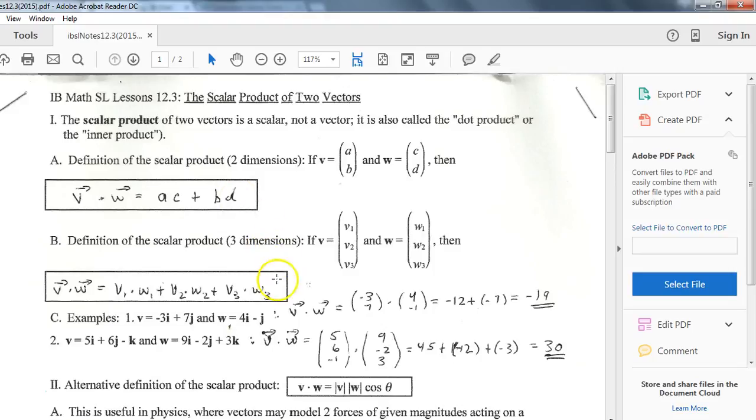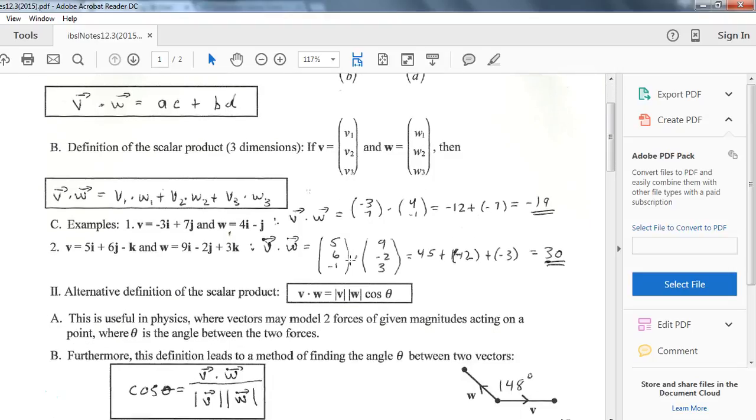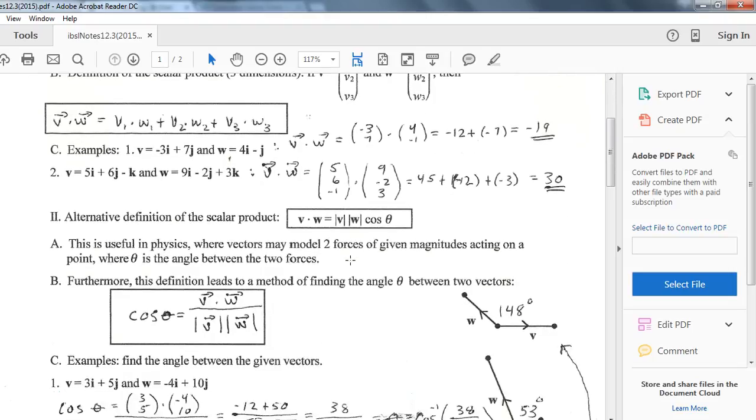If you're to do that with three dimensions, it's the exact same thing. You just multiply the common components together and then add the results to get your dot product. A couple examples that you're seeing right here for part C: I'm going to multiply negative 3 times 4 plus 7 times negative 1. That's the look that you're getting over here, and negative 19 would be the product of those two vectors. Same thing right here if you want to give number 2 a try. Same concept, but with 3 dimensions instead of 2.